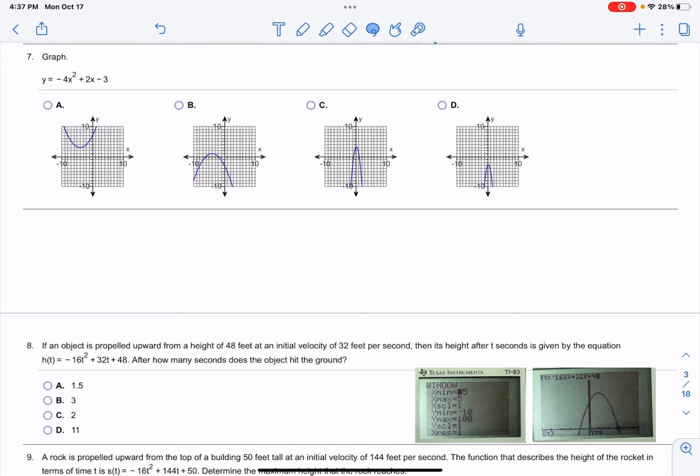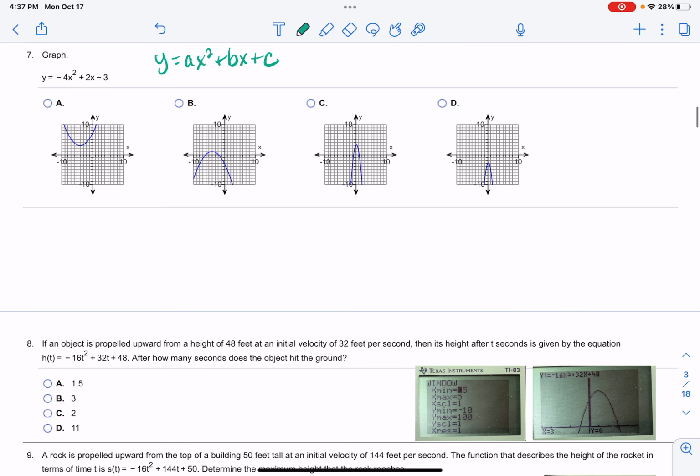For number 7, we're asked to graph the equation y equals negative 4x squared plus 2x minus 3. Because the graph is in the form of y equals ax squared plus bx plus c, we know that the graph is a parabola. So that parabola is either going to open up or open down. Because a, the leading coefficient, is negative 4, we know that the parabola is going to open down.